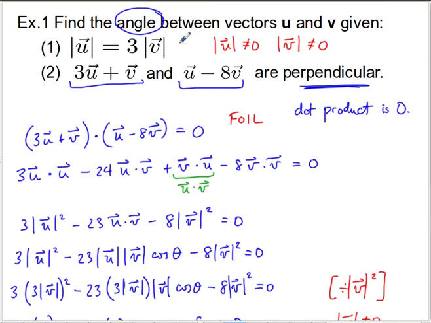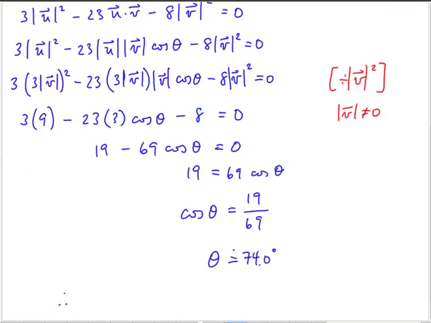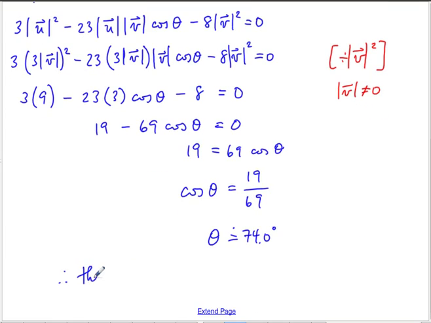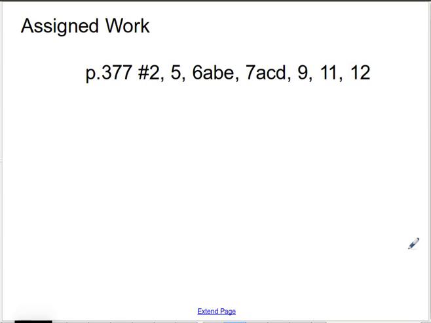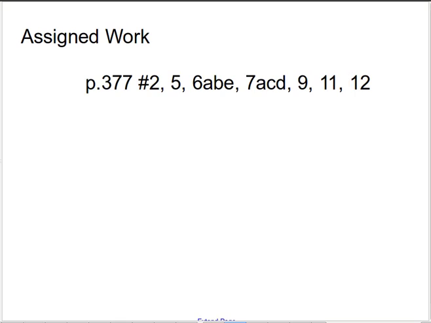Therefore, the angle between vector u and vector v is 74.0 degrees. And that's it for this lesson, taking our first look, not our only look, but our first of 2 looks at the dot product.